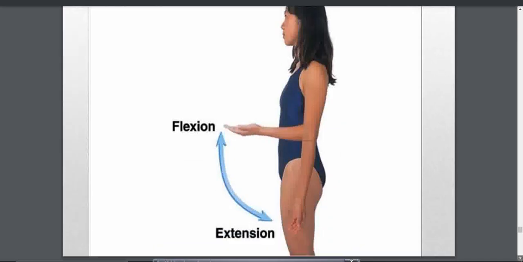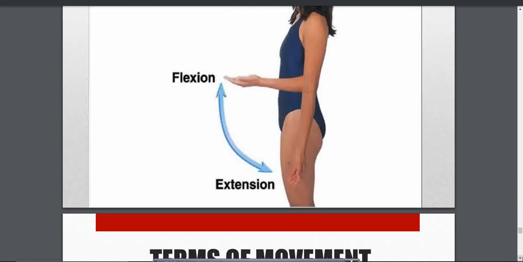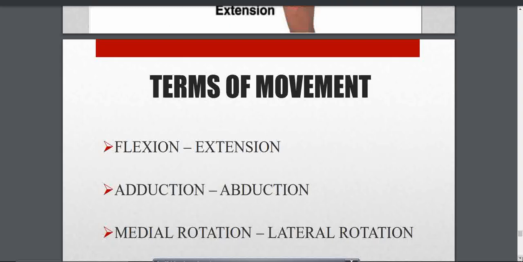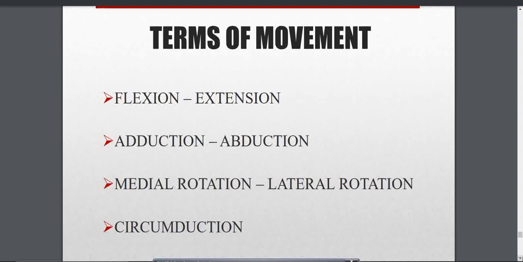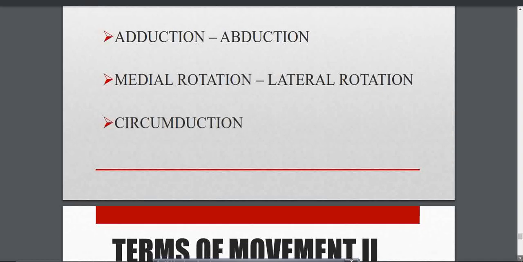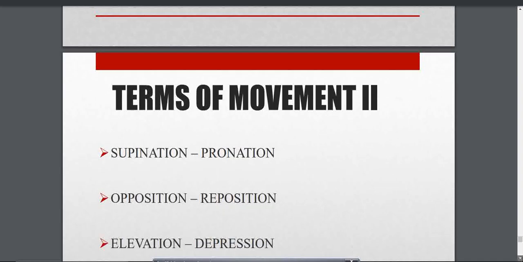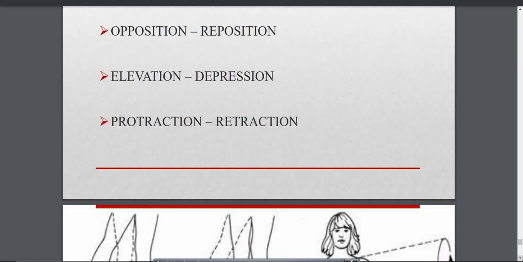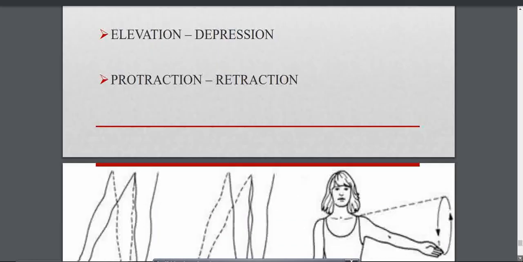Terms of movement. Flexion is reducing the angles of your body, like your arm. Extension is increasing the angles. Adduction is directly opposite to abduction. Medial rotation, lateral rotation. Circumduction. Supination, pronation. Opposition, reposition. Elevation, depression. Protraction, retraction. So that is all that.